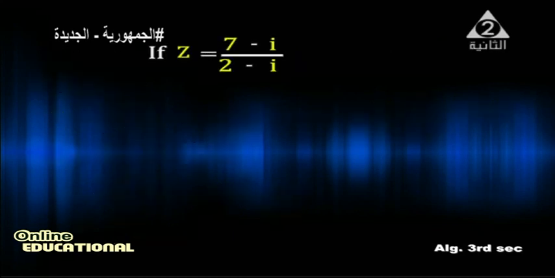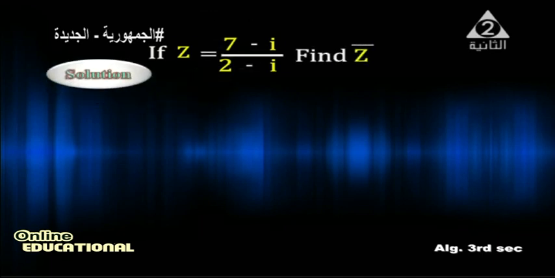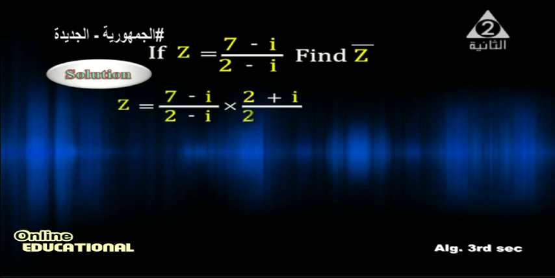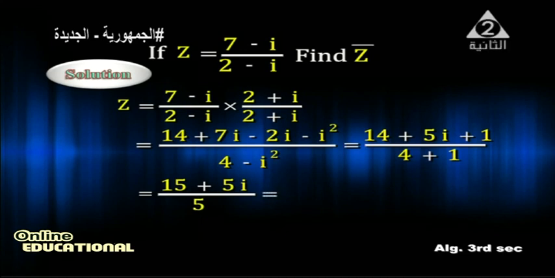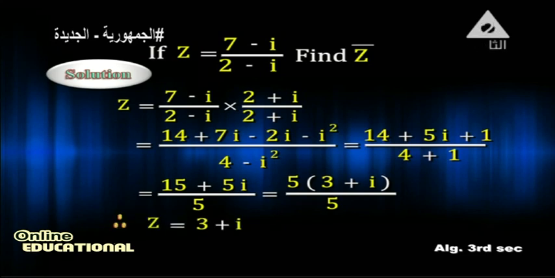If we have z equals 7 minus 2i over 2 minus i, find z bar. For z bar, we first convert z by using the conjugate of the denominator. In this case, z equals 15 plus 5i over 5, taking 5 as the highest common factor, equals 3 plus i. But what is the conjugate? 3 minus i.